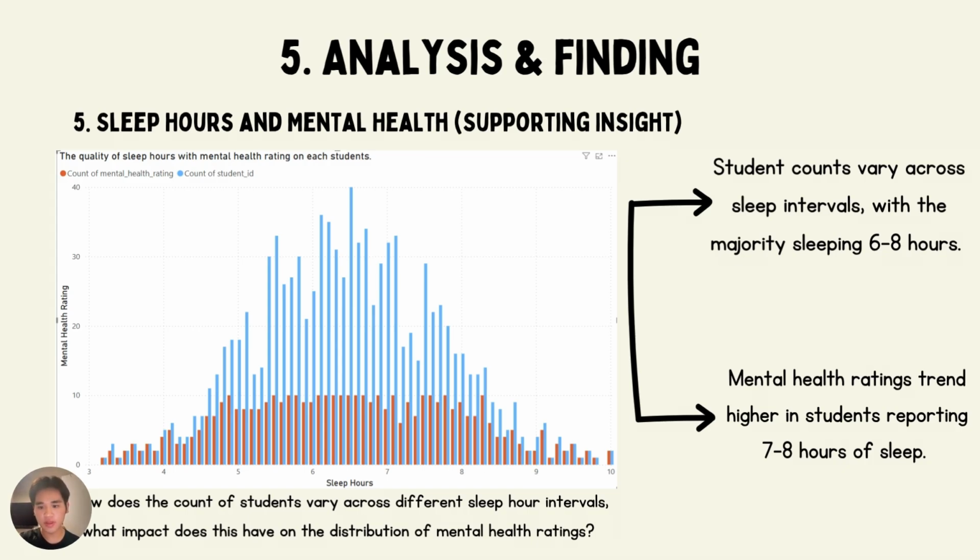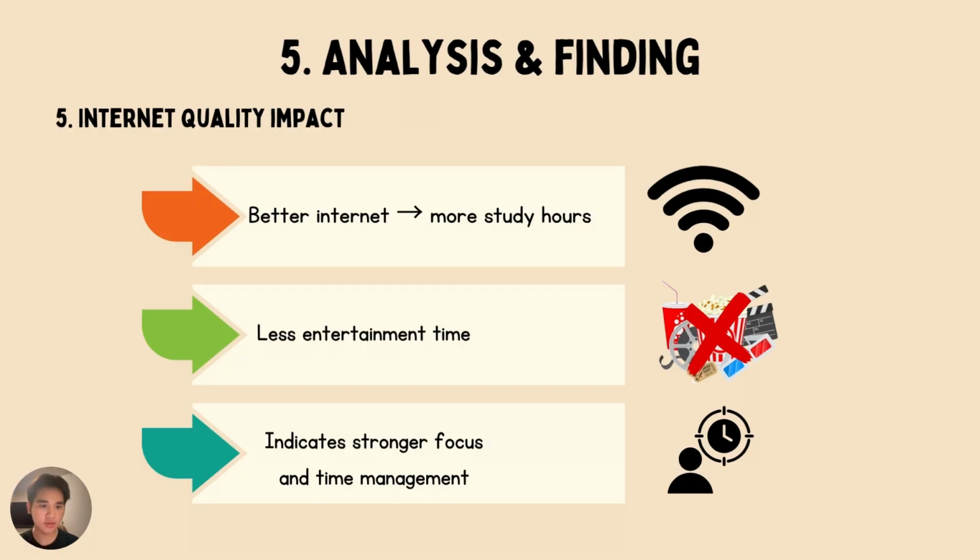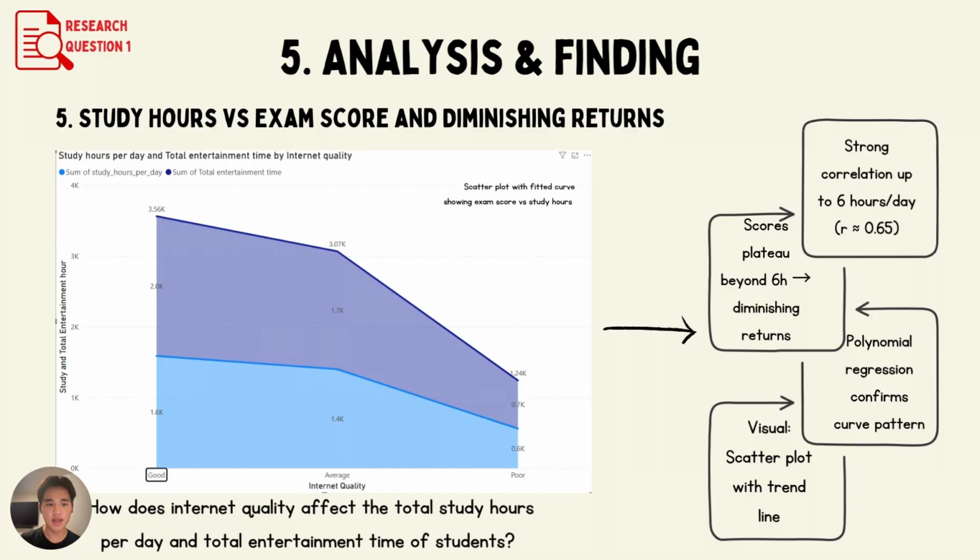Let's start with the second question. So the question is, how does internet quality impact study time and entertainment time? Here we notice a clear trend. Students with good internet had higher average study hours per day and spent less time on entertainment. But when the internet quality was poor, study time decreased and entertainment time went up.